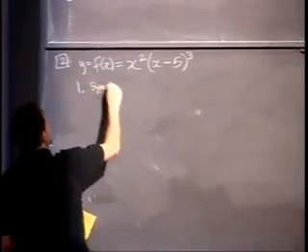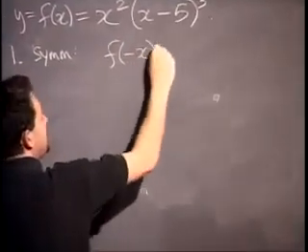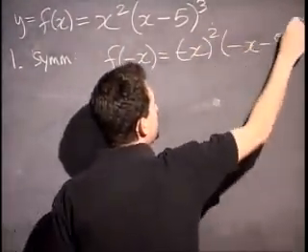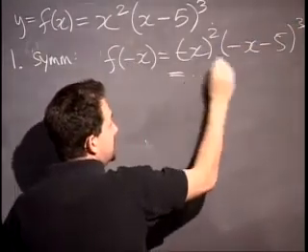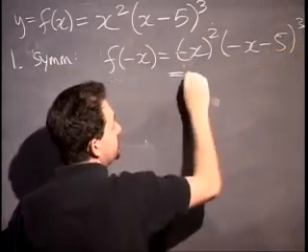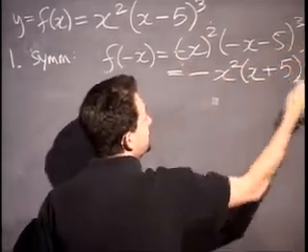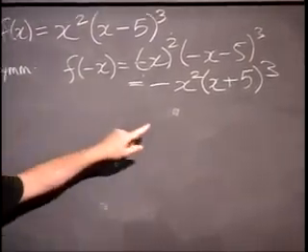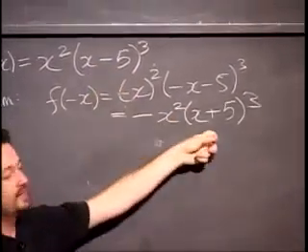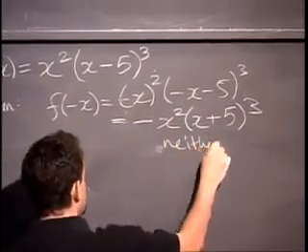Symmetry. Put minus x, so we get f of minus x is (minus x) all squared times (minus x minus 5) all cubed. If you work it out, the minus goes away here, but it can be pulled out here because of the cube. So you get minus x squared (x plus 5) cubed. It's not the same as the original function, but it's not even the negative of the original function, because here you have an x minus 5, and there you have an x plus 5. So it's neither. Sorry, can't do anything about it.